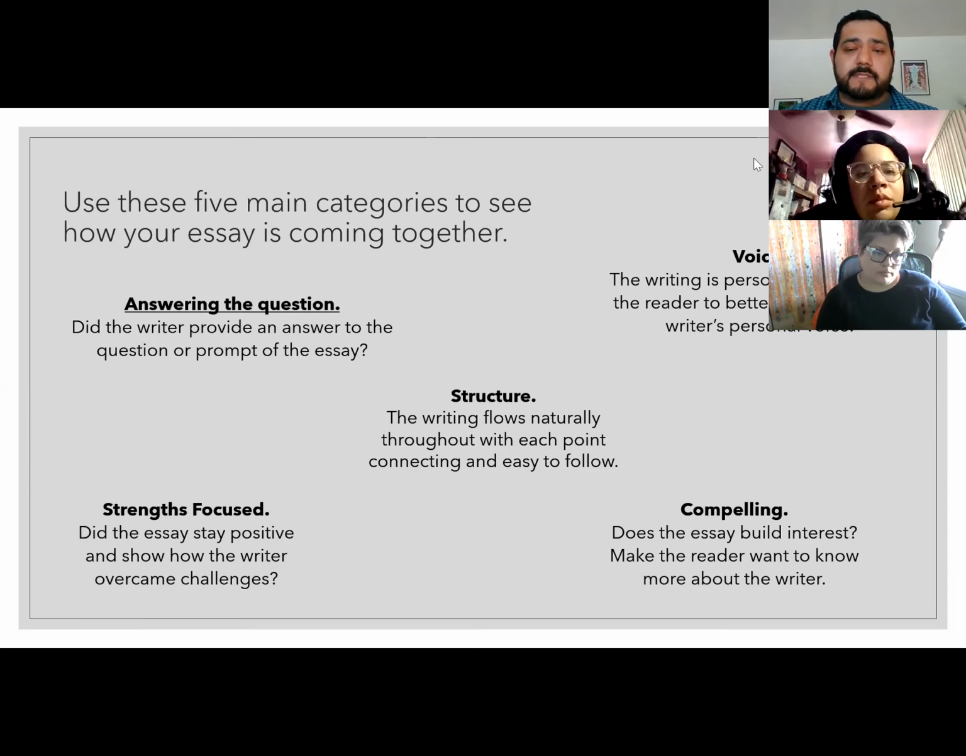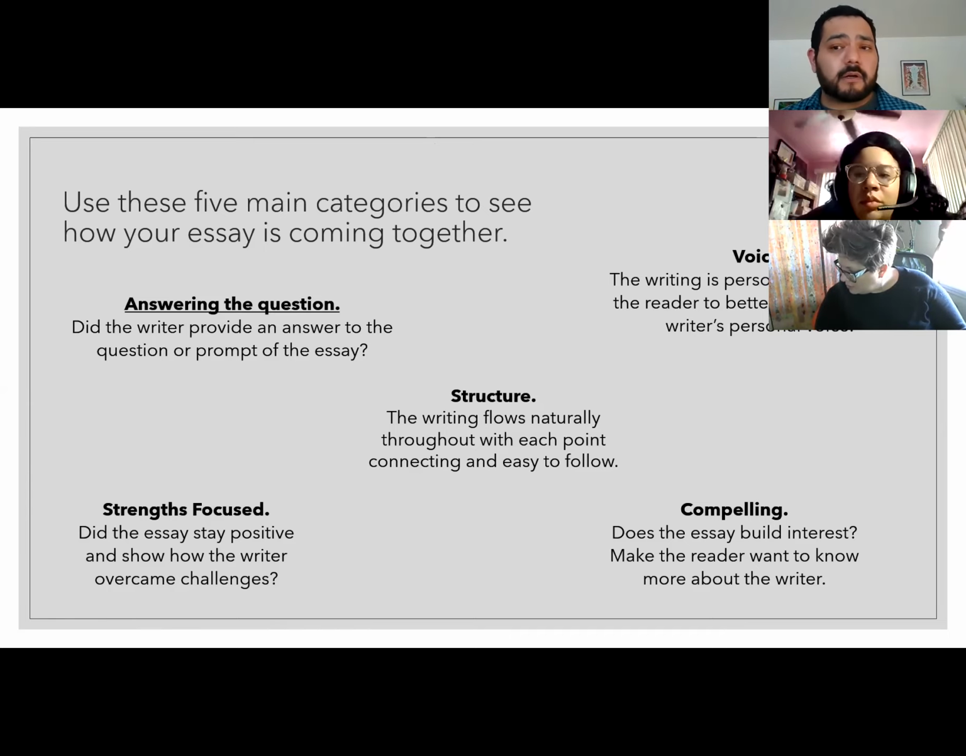In a good piece there is structure. This is like the math and science portion of your essay writing. Is the writing really flowing naturally throughout each point? And is it connecting and easy to follow? This part can be hard to determine on our own, and this is where that outside perspective can be really important, determining whether or not your structure is hitting where it needs to hit.